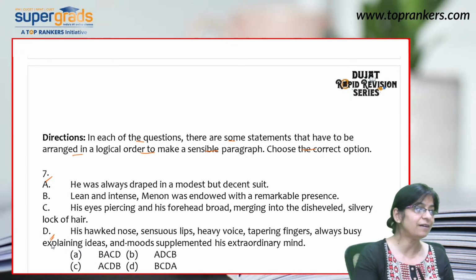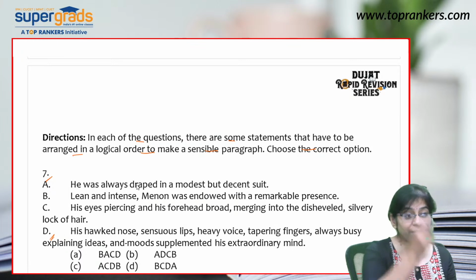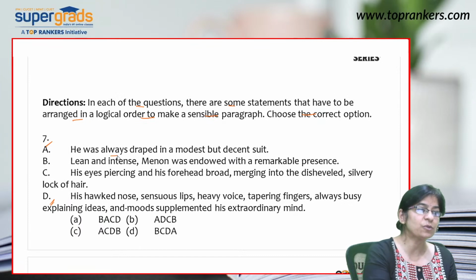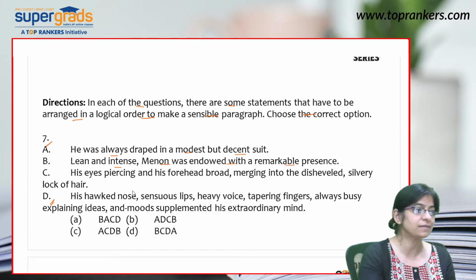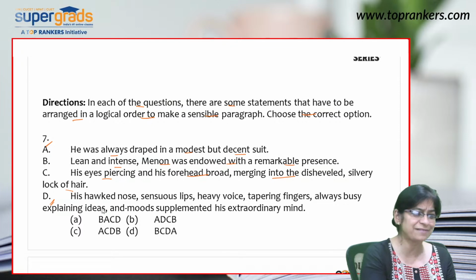So let's do this together. Now, this says, oh, I already got the answer. While I was talking, somebody was working around the question. So let's see how appropriate the answer is. This says, he was always draped in a modest but decent suit. Lean and intense, Menon was endowed with a remarkable presence. His eyes piercing, his broad forehead merging into the disheveled, silvery locks of hair. Smart, handsome fellow. Hooked nose, sensuous lips, heavy voice, tapering fingers, always busy explaining ideas and mood, supplemented by his extraordinary mind.